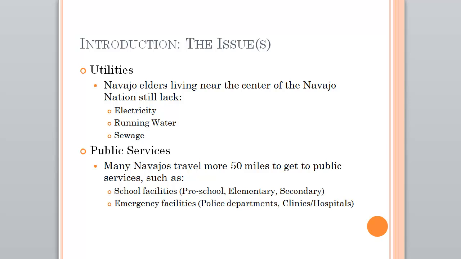First, the utilities. Now the elders that live on the Navajo Nation still lack electricity, running water, and sewage. Public services such as school facilities and emergency facilities. Many people that live on the reservation have to travel 50 miles or more to get to public services.